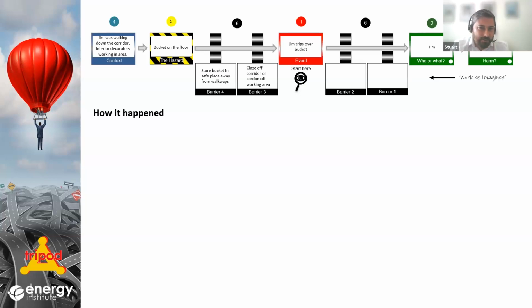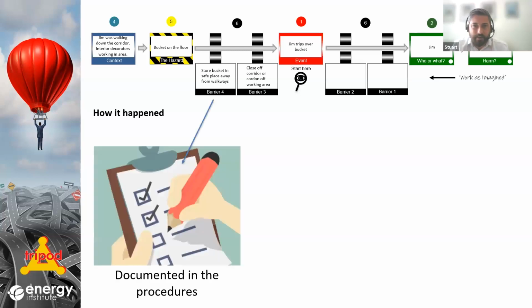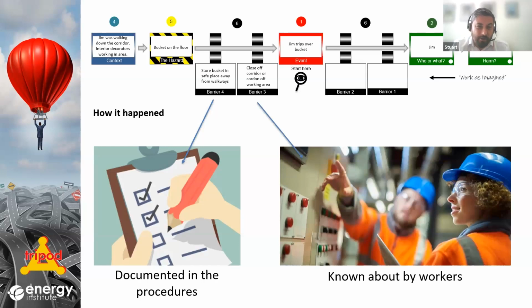So this should have prevented Jim from tripping over the bucket. And the other barrier is close off the corridor or cordon off the working area. Both of these, if they were enacted, probably would have prevented Jim from tripping over the buckets. Now it's worth noting, when you're investigating, where do these barriers come from? Did I just make them up? Well, for this example, yes, of course I made them up, but in a real investigation, these barriers will be documented in the procedures, or somebody will know about them.